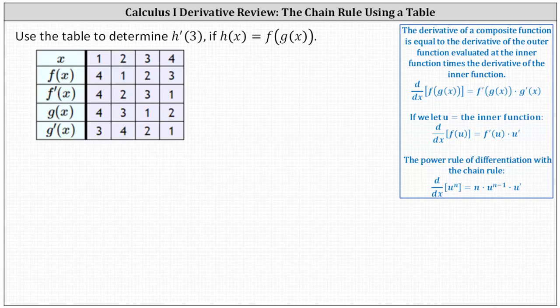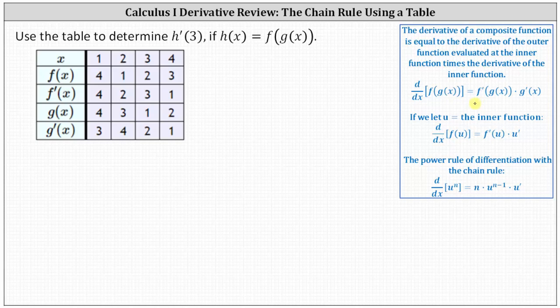We're asked to use the table to determine h prime of 3 if h of x equals f of g of x. Notice h of x is a composite function, and therefore to find h prime of x, we need to apply the chain rule. Looking at our notes on the right, the derivative of f of g of x equals f prime of g of x times g prime of x.